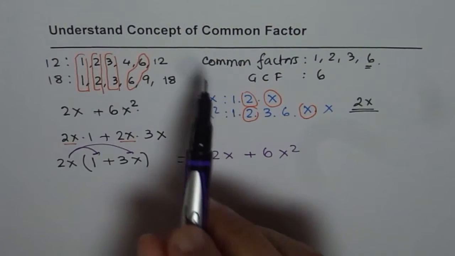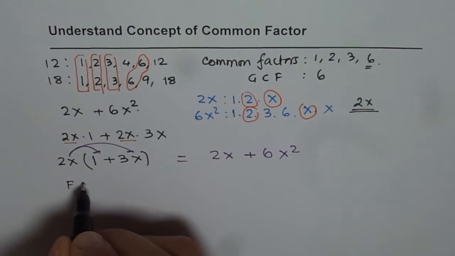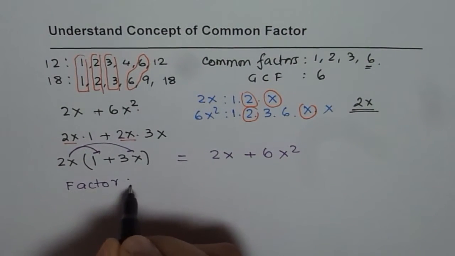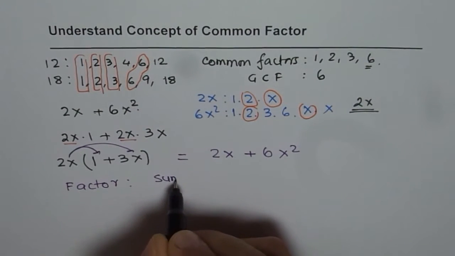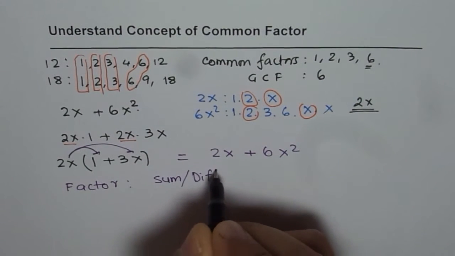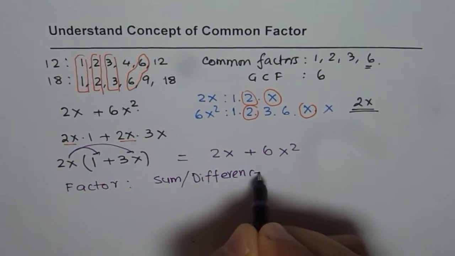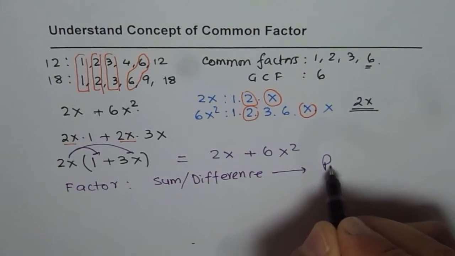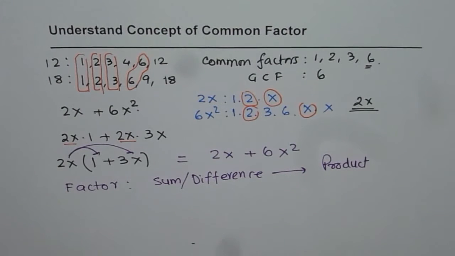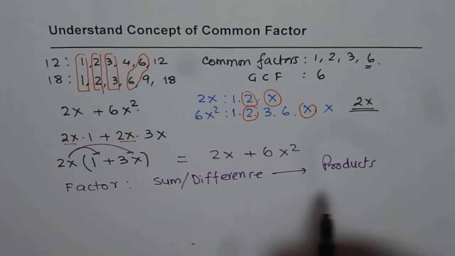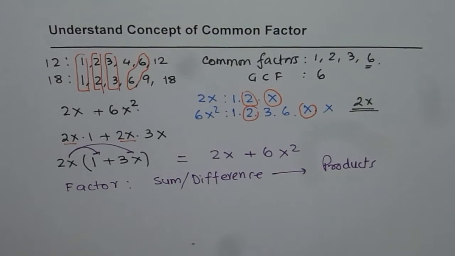So when we say factor, it really means from sum or difference form, you move to product form. So products of numbers. So that is what we are trying to always figure out, correct? So that is the process which we are going to understand in more details with examples. But I think you got the concept here, right? So let me give you some examples.